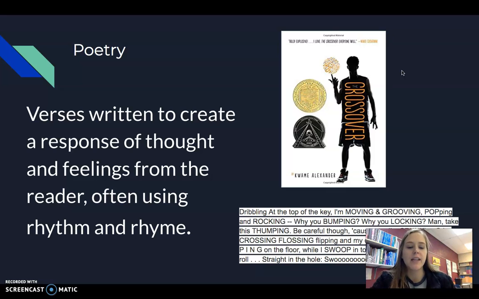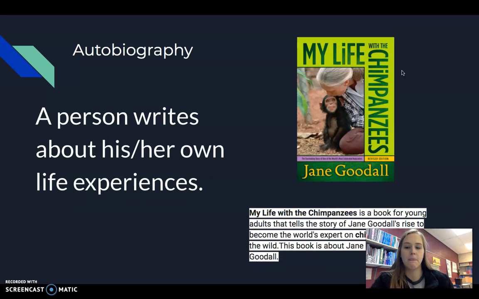It says, dribbling at the top of the key, I'm moving and grooving, popping and rocking. Why you bumping? Why you locking? I won't read the rest of it, but you guys get the idea. It kind of has some rhythm and flow, and it does have some rhyming as well. Right now, please go fill in your poetry notes.